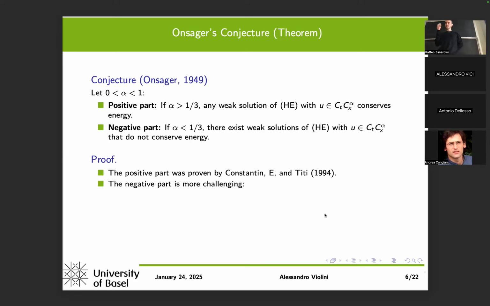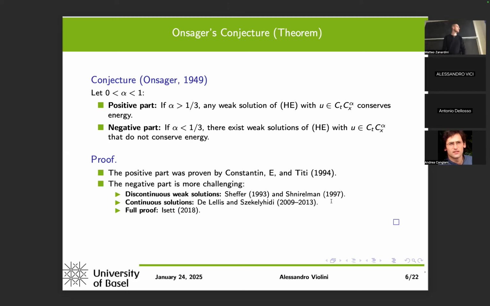And to prove that you can dissipate energy, that was more challenging. The problem is that you have to write down a solution that is dissipating energy in that functional space, which is hard. The first results in this sense were in '93 and '97 by Scheffer and Shnirelman. They produced the first examples of solutions in L^p, in L^2 in particular. But these are far away from being alpha Hölder. The first example of a continuous solution was written by De Lellis and Székelyhidi in this range of years.